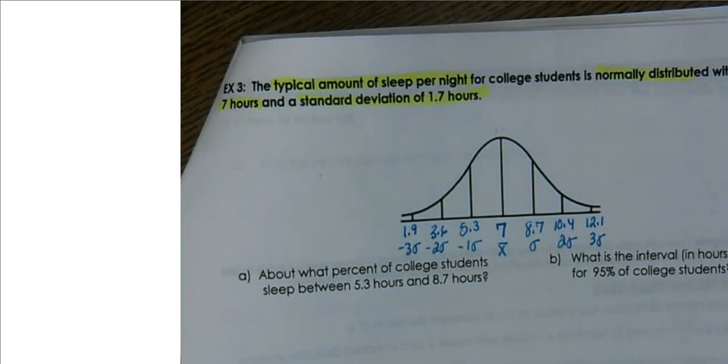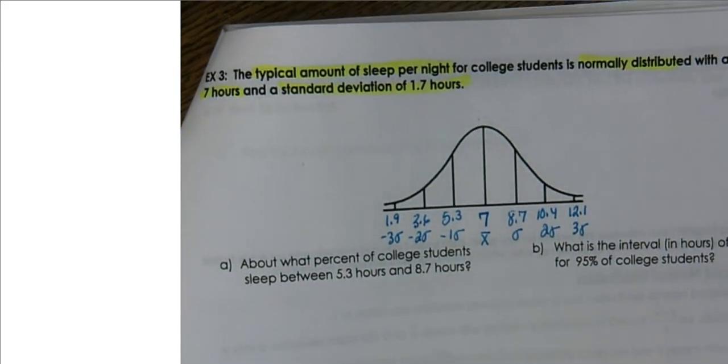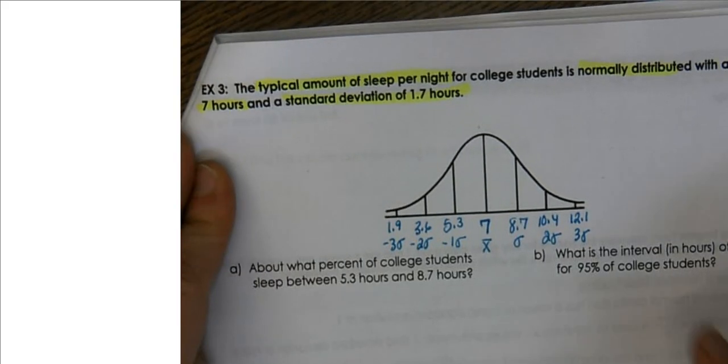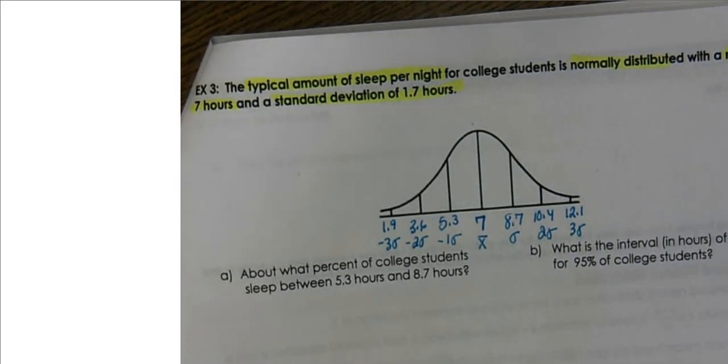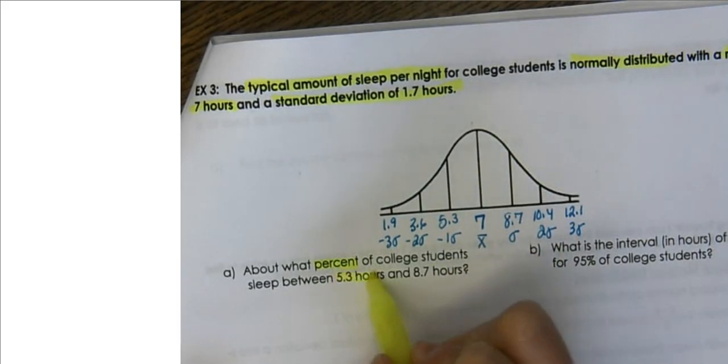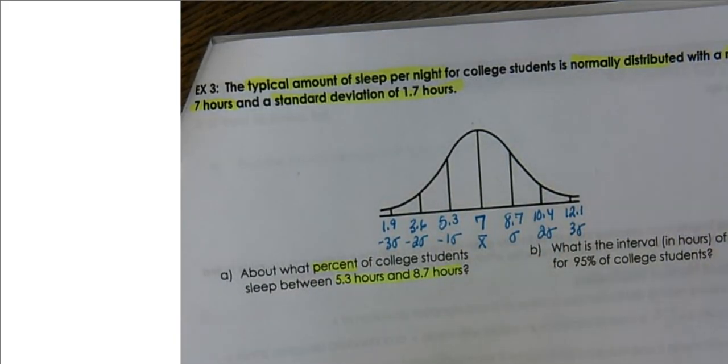All right, so we filled that out because it's very useful in helping us to create our shaded space. So what we want to do is figure out what percent of college students sleep between 5.3 hours and 8.7 hours. So let's go ahead and draw a quick sketch of what that would look like.